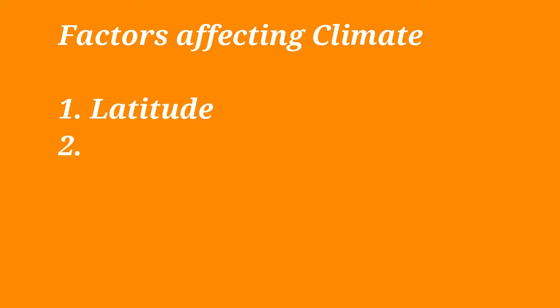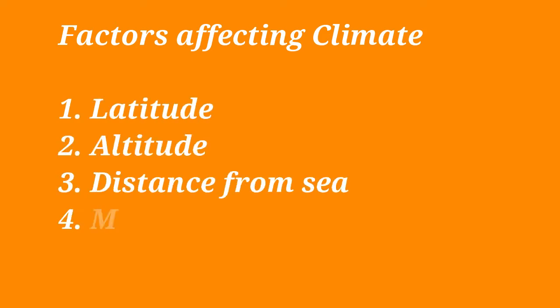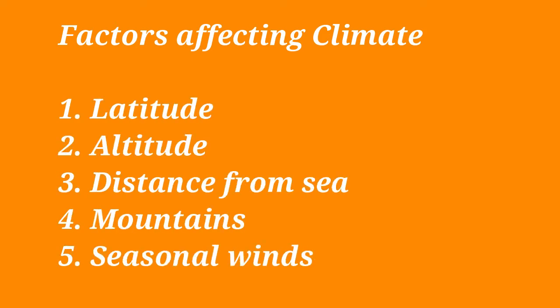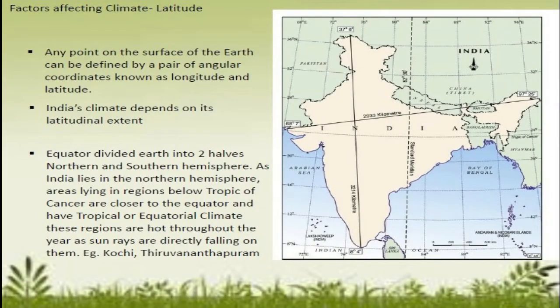To understand the change in climatic conditions, it is imperative to understand the factors that affect it. They are latitude, altitude, distance from the sea, mountains, seasonal winds. Let us now understand each point a little in detail. Latitude. Now what is it?